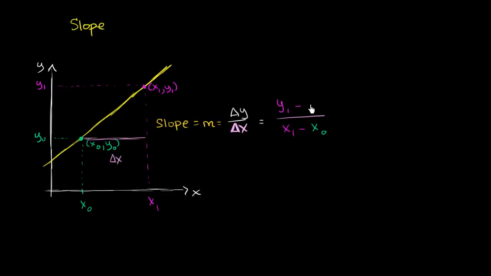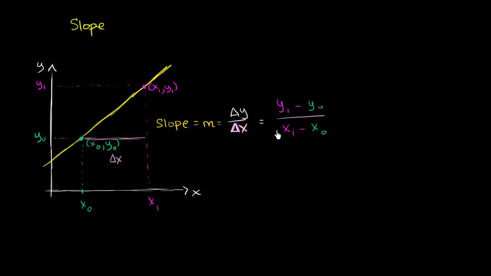minus y0. Now you might be saying, hey, could I have done y naught minus y1 over x naught minus x1? Absolutely, you could have done that. Then you would have just gotten the negative of each of these values in the numerator and the denominator, but they would have canceled out. The important thing is that you're consistent. If you're subtracting your starting value from your ending value in the numerator, you have to subtract your starting value from your ending value in the denominator as well.